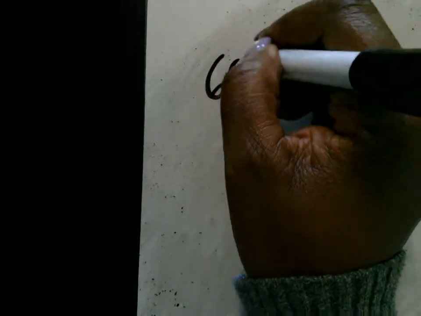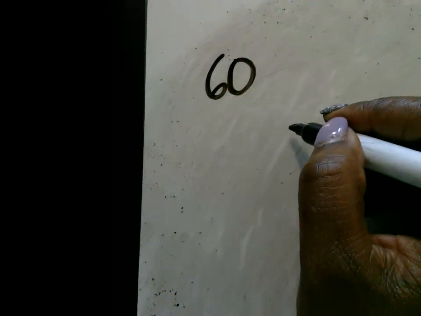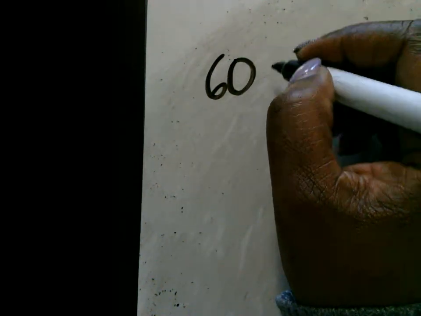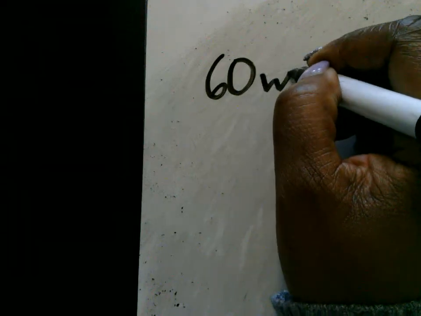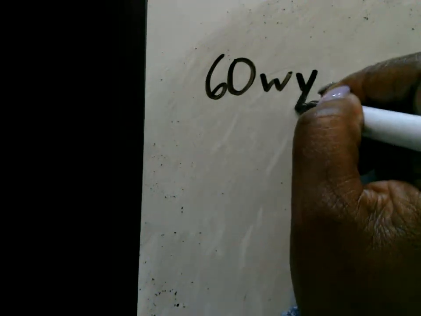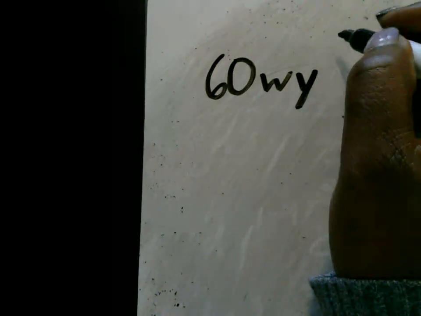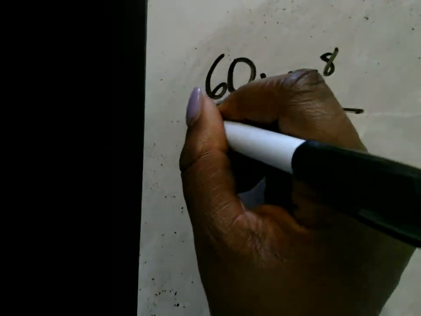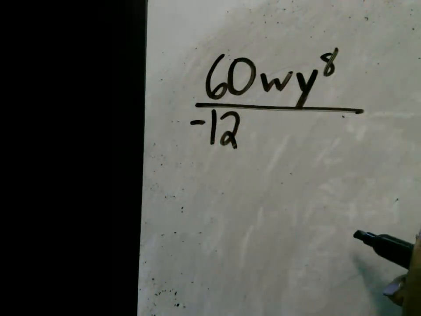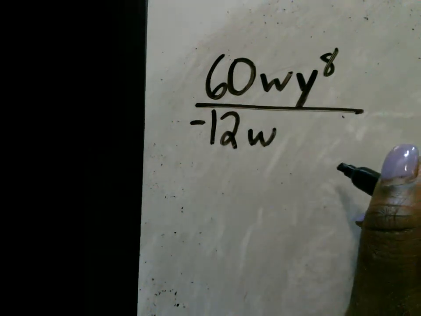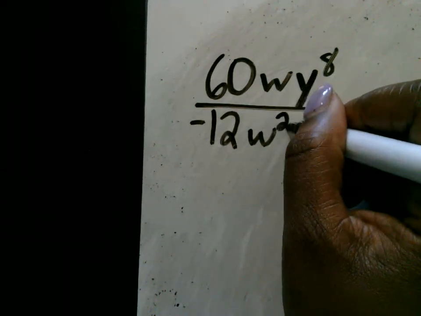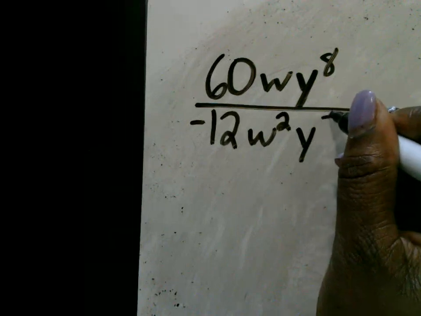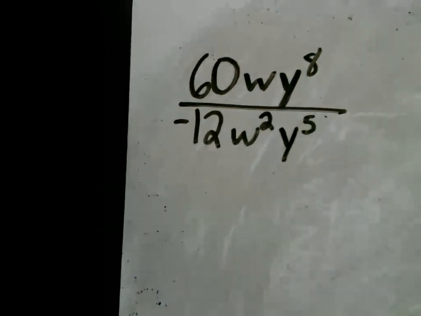So let's do 60 on the top. And let's do W. Let's do WY. And let's do to the 8th power. Let's do negative 12. W. Let's do W to the 2nd. Let's do Y to the 5th, okay? See if you can do that.